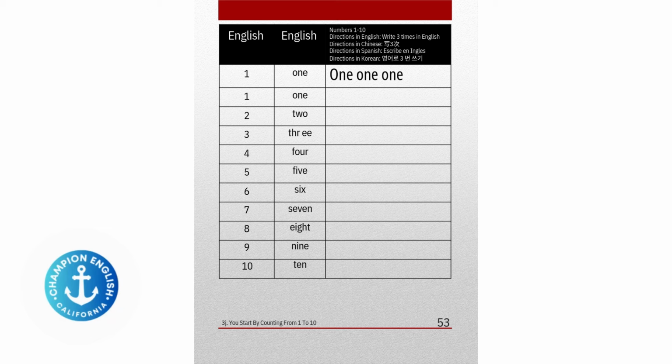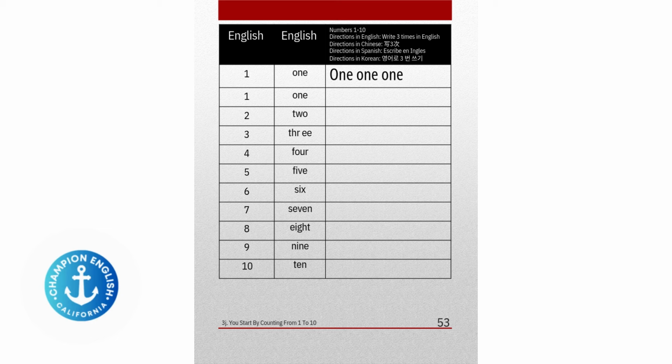Now that you translated the words into your own language, the numbers, I'm going to have you write the numbers 3 times in the English language. Let's say that together. 3 times. Three times. That's right, students. We're going to write the words three times in the English language. So let's go through it together.